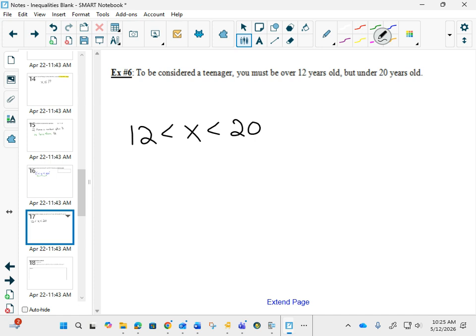If you use 13, this would be another way to write this one. This would also be right: 13 to 19, and now you include them. Technically, if you ask me, the best answer would be this one. To me, this is the best answer.